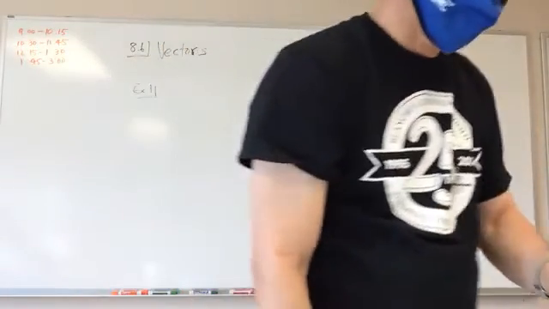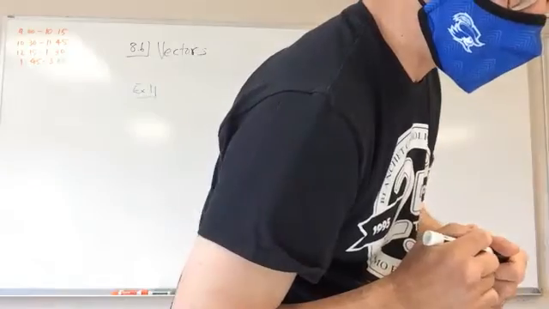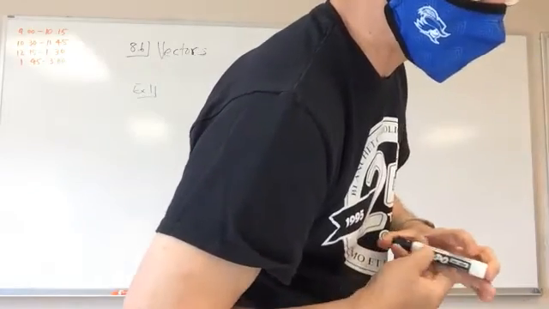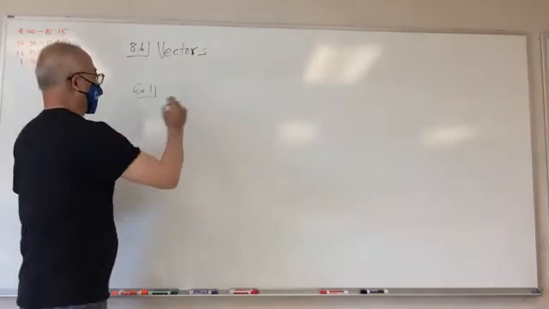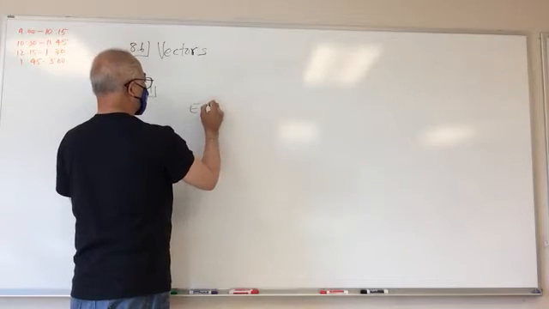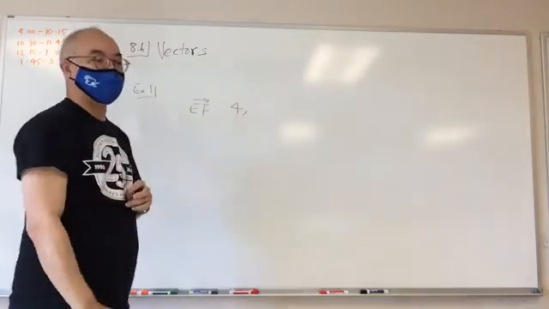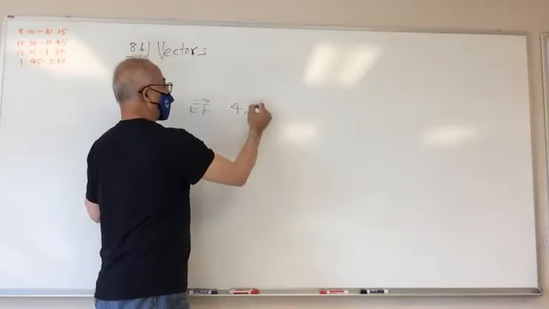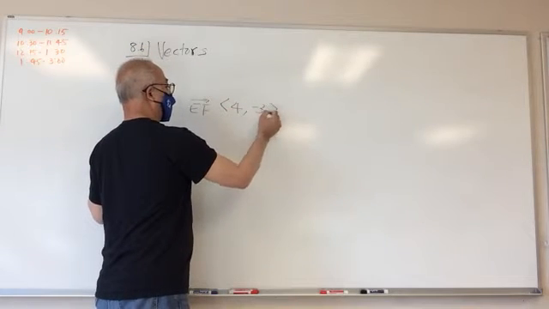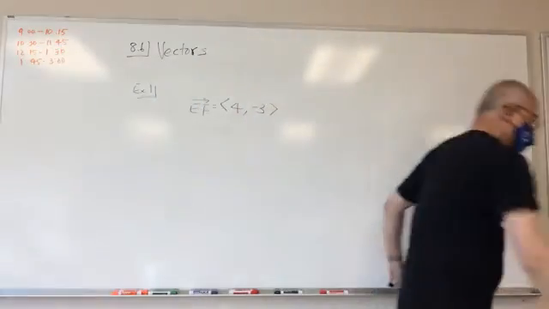Okay, so A, E, F. Look at the book. I'm not going to draw this. How much did it go in the X direction? In the X direction, 4, correct? And then in the Y direction, we went down, so it's a negative value, right? It's negative how much? Negative 3. That's it. Pretty simple.